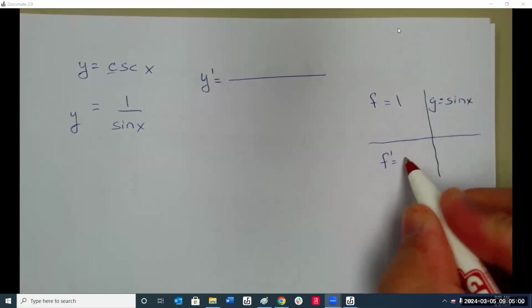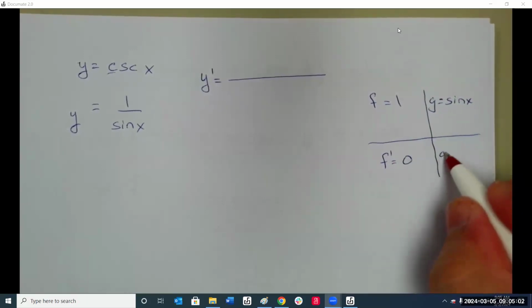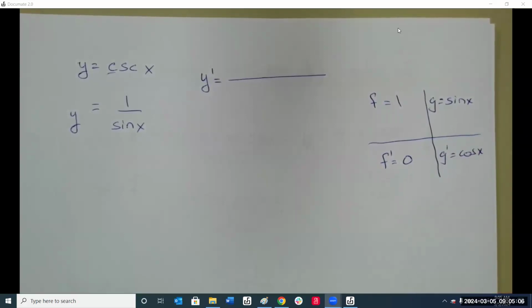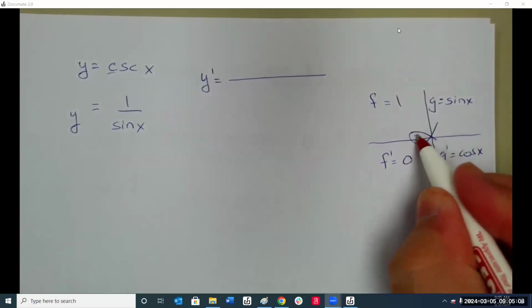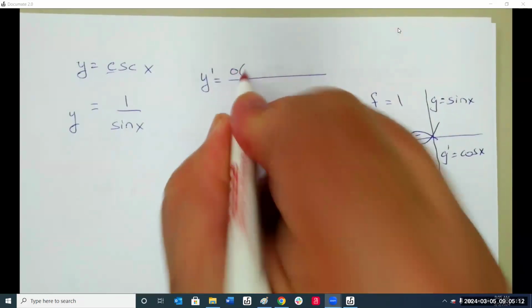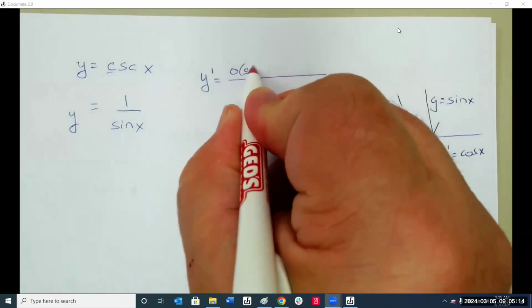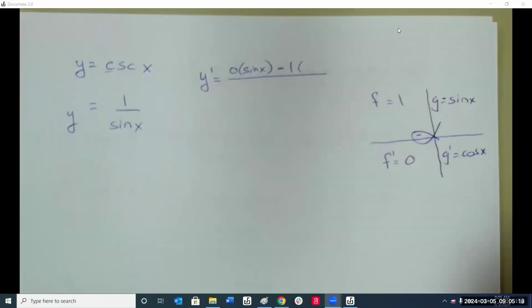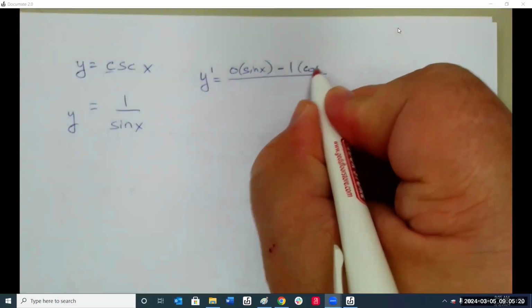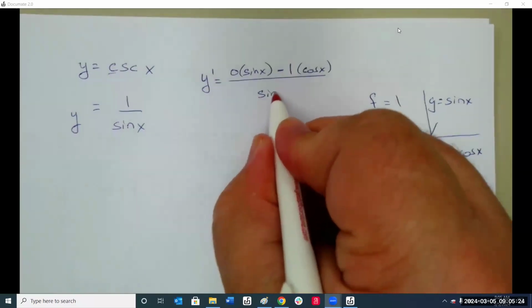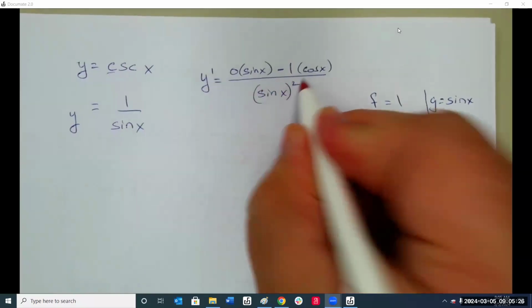The derivative of 1 is 0. The derivative of sine is cosine. So we have 0 times sine minus 1 times cosine, all over the denominator squared.